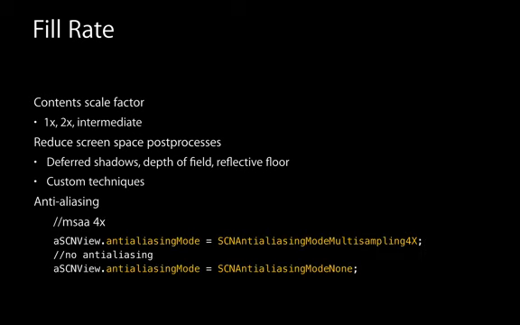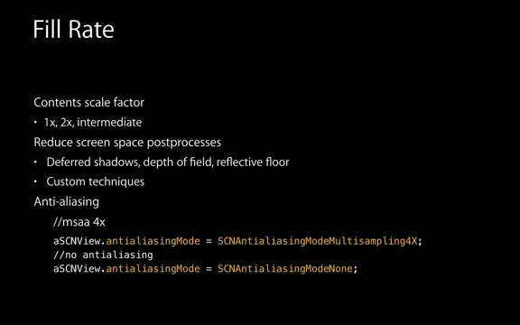Last, you can also try to play with the anti-aliasing level by setting the anti-aliasing mode property of the view to one of the available constants: none to disable it, and multisampling 4x for the multisampling. Note that on iOS, it's already turned off by default, and it's 4x by default on OS X. So that's for the fill rate.